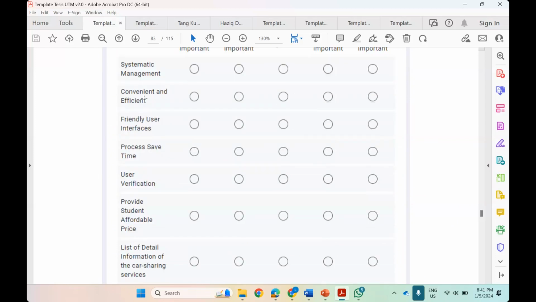If you want to list all the functions or whatever else you want to list in your survey or in your questionnaire here, all of this you must get from the similar system that you need to study.